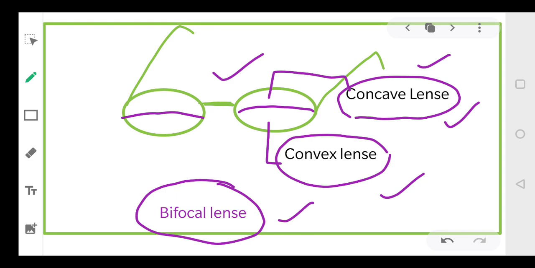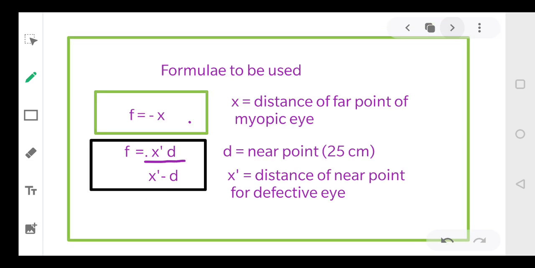Okay, dear students, let's go further. I hope you are clear with the three defects. What is the first one? Myopia. Second is hypermetropia and third is presbyopia. Okay, clear? Now there are certain formulas which we'll be using in the numericals.